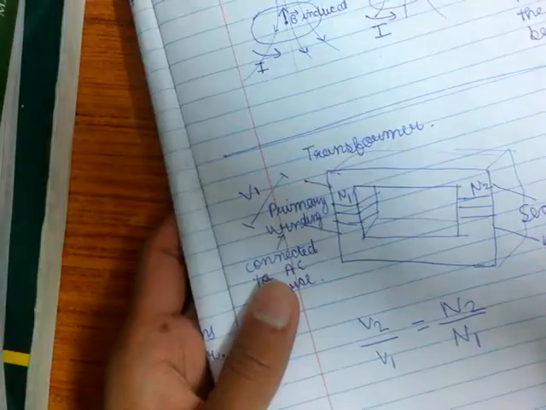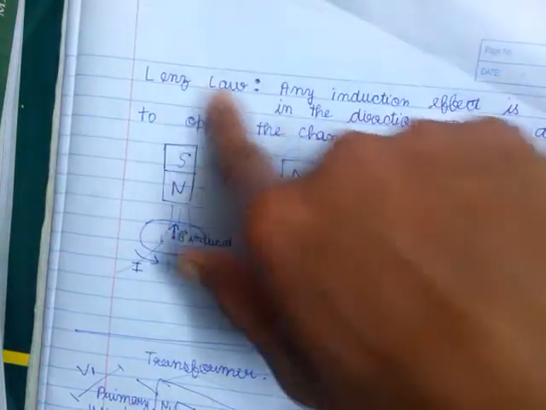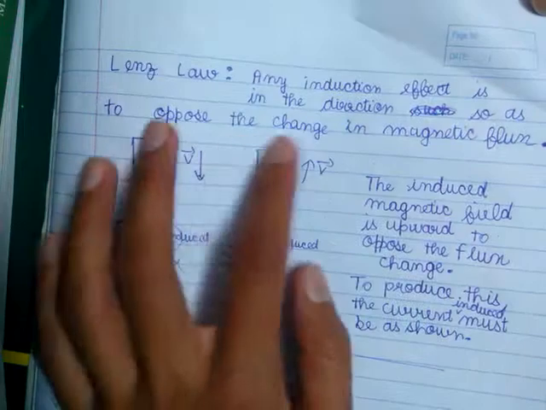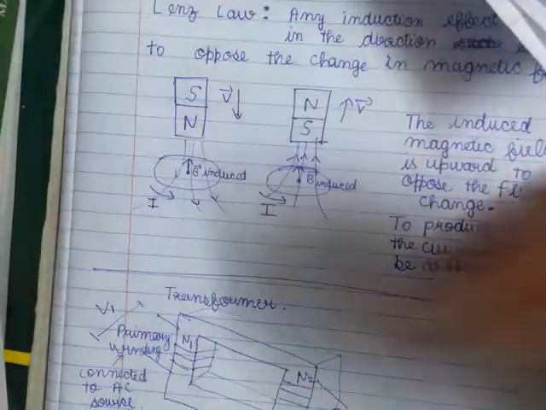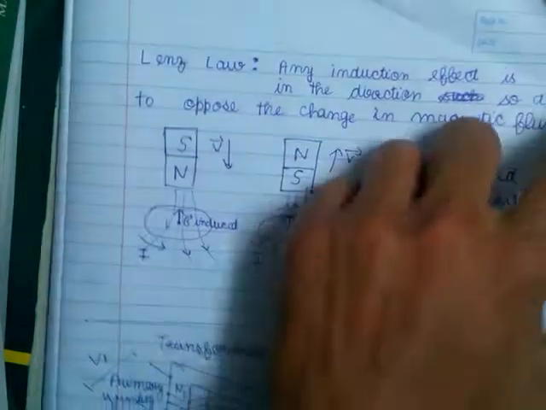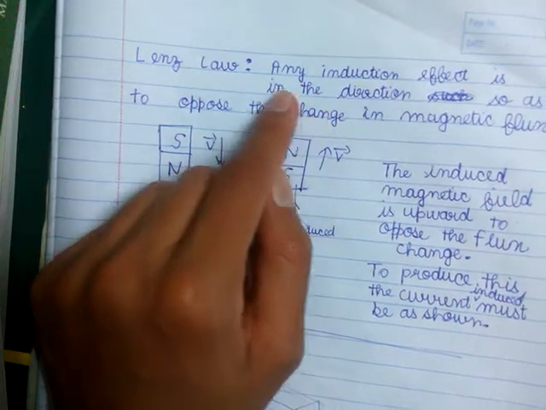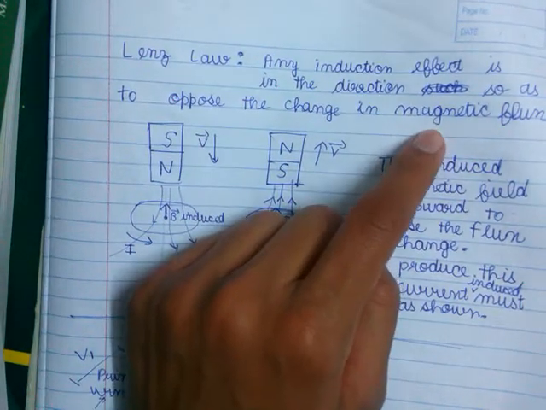If you find these things difficult to remember, you have a law to save yourself: Lenz's law. This is actually a much simpler law which can help you find the direction of induced EMF. Let's see what it says. So what is Lenz's law? It says that any induction effect is in the direction so as to oppose the change in magnetic flux. Now what does that mean?